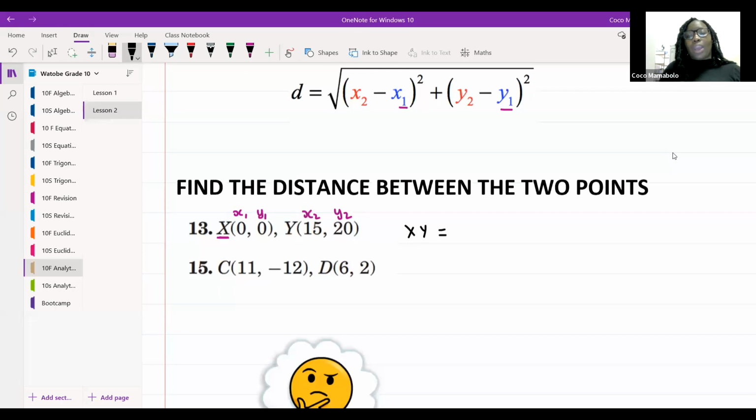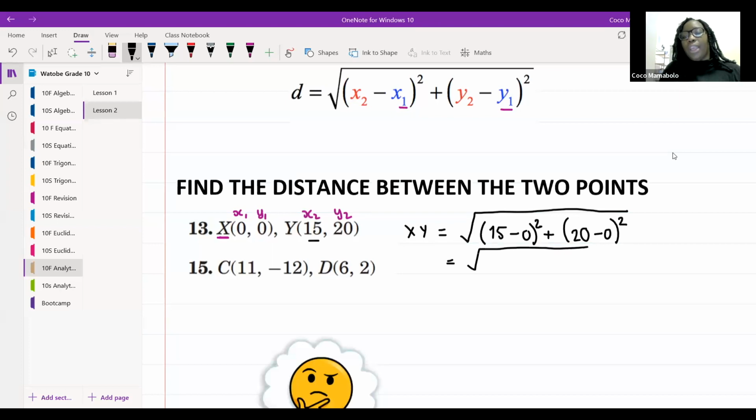So I'm going to go xy is equal to the square root of, open bracket, x2, which is 15, minus x1, which is 0, all squared, plus, open brackets, y2, which is 20, minus y1, which is 0, all squared. Close bracket, all squared. And this is going to equal the square root of 15 minus 0 is just 15 squared, plus 20 minus 0, which is 20 squared.